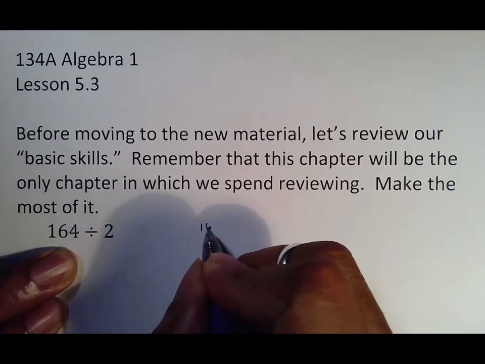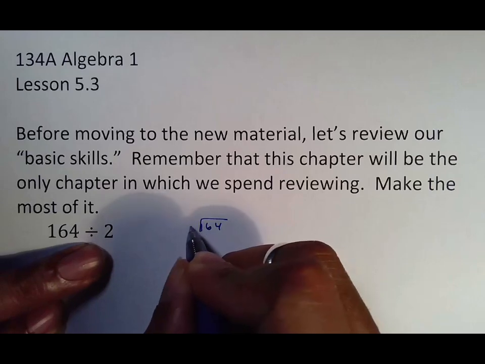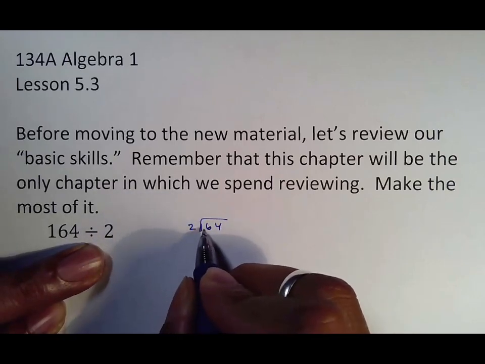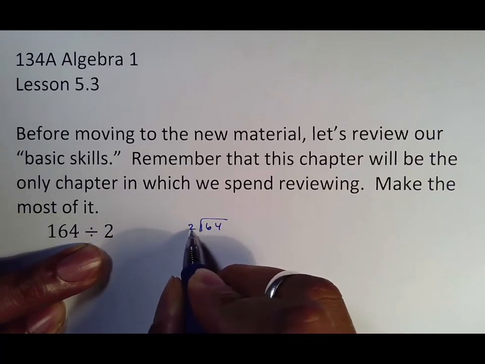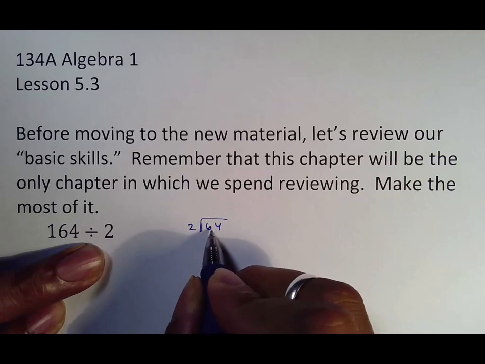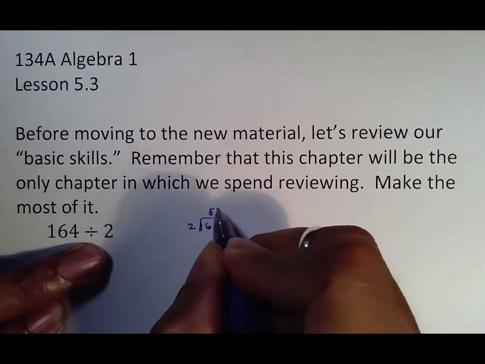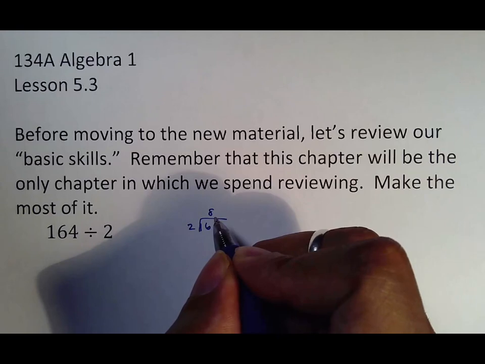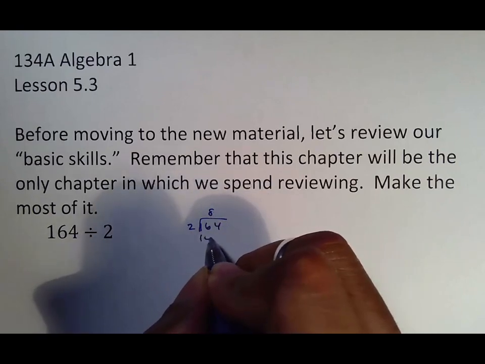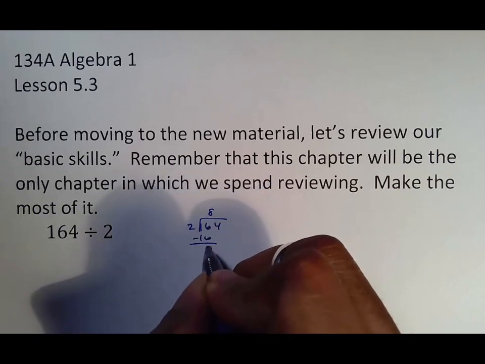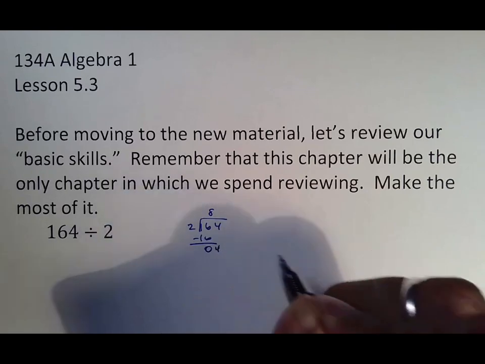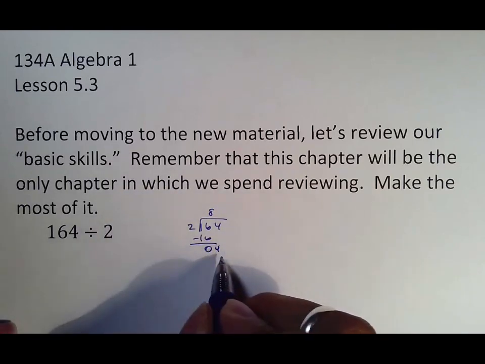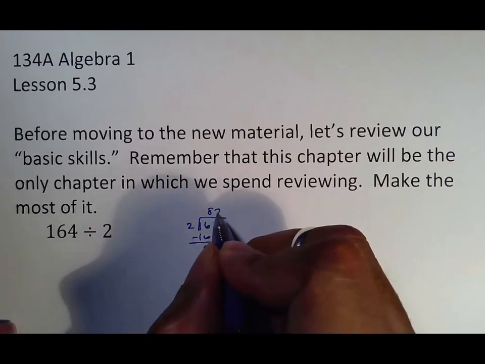Remember, it goes inside out. And the first thing you're supposed to say is how many times is 2 going into 1, which it doesn't. Then you're supposed to say how many times is 2 going into 16, which would be 8 times. 2, 4, 6, 8, 10, 12, 14, 16. You then multiply and subtract. 16 minus 16, 0. Then bring down the next number, which is 4. You then ask yourself how many times 2 goes into 4, which is 2 times.